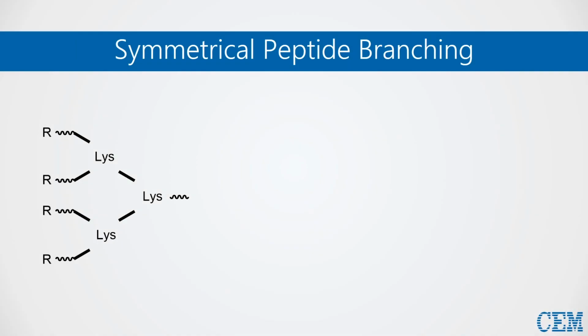Let's move on now and look at symmetrical peptide branching. Symmetrically branched peptides often have highly desirable physiochemical and biological properties, mainly due to their multivalent binding ability and improved protease resistance. As we see here, this peptide has 4 separate chains of identical amino acid sequence. But how do we get to this point?